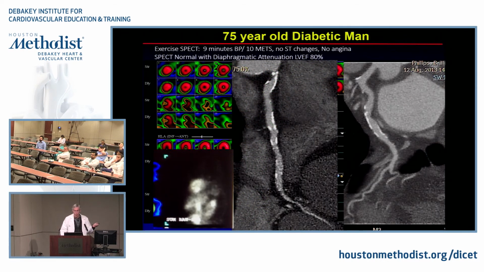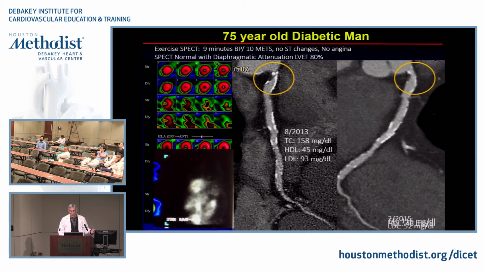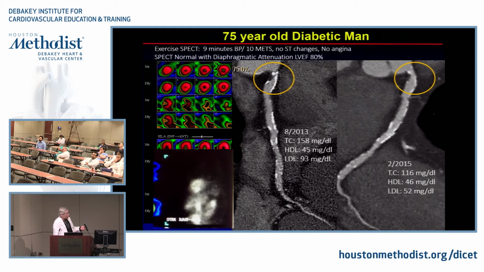So I treated him medically, and this was his initial lesion, back in August of 2013. He had a total cholesterol of 158 and LDL of 93, not terrible. He was then treated more aggressively, and he had another CT in 2015, about a year and a half later. Now his LDL is 52. And I want you to look at the change in the stenotic area here as compared to here.